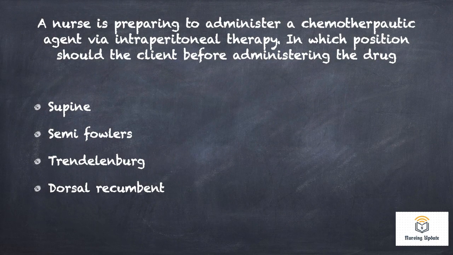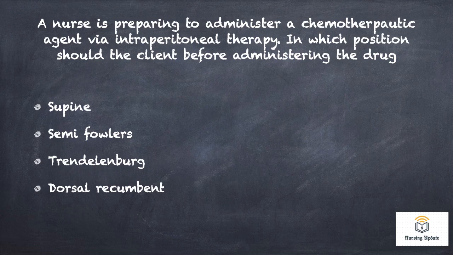A nurse is preparing to administer chemotherapeutic agent via intraperitoneal therapy. In which position should the client be placed before administering the drug? Option A, supine; option B, semi-Fowler's; option C, Trendelenburg; option D, dorsal recumbent.